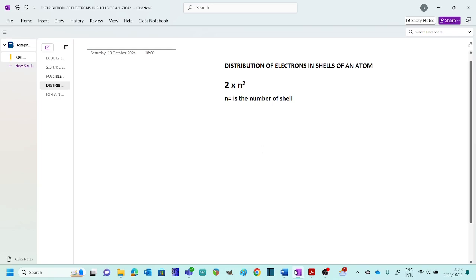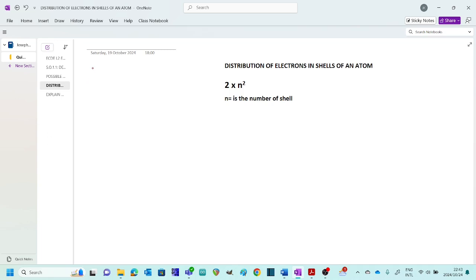Distribution of electrons in shells of an atom. First of all, whenever they give you an atom, they want you to distribute electrons in shells. So the number that is given to you is called the atomic number. So they're going to give you a specific atomic number.